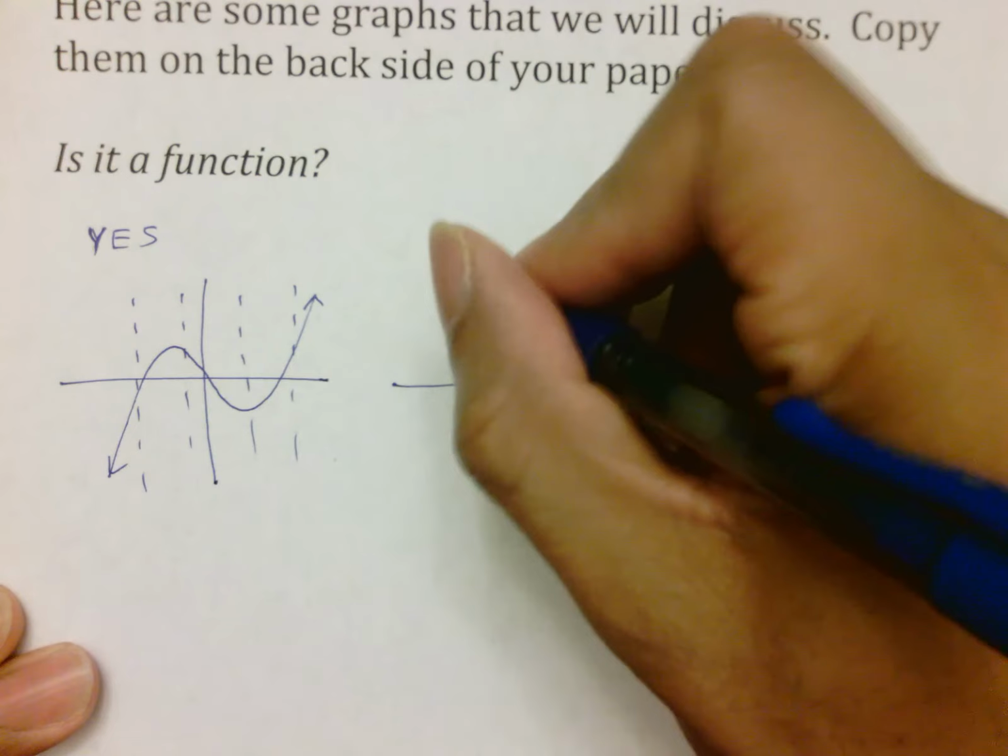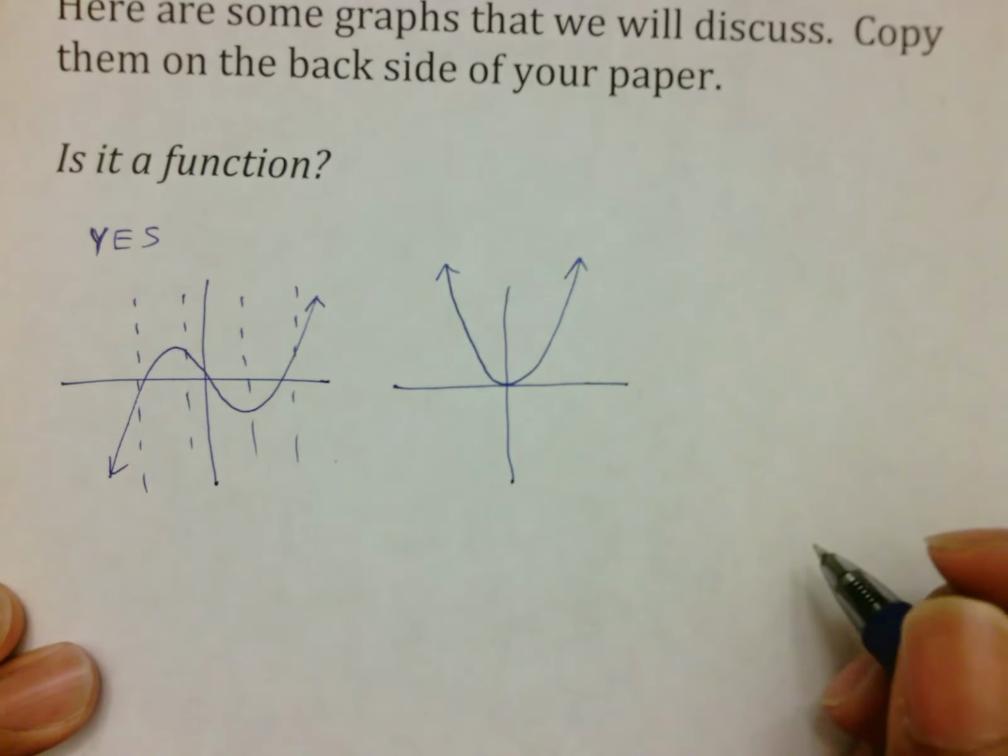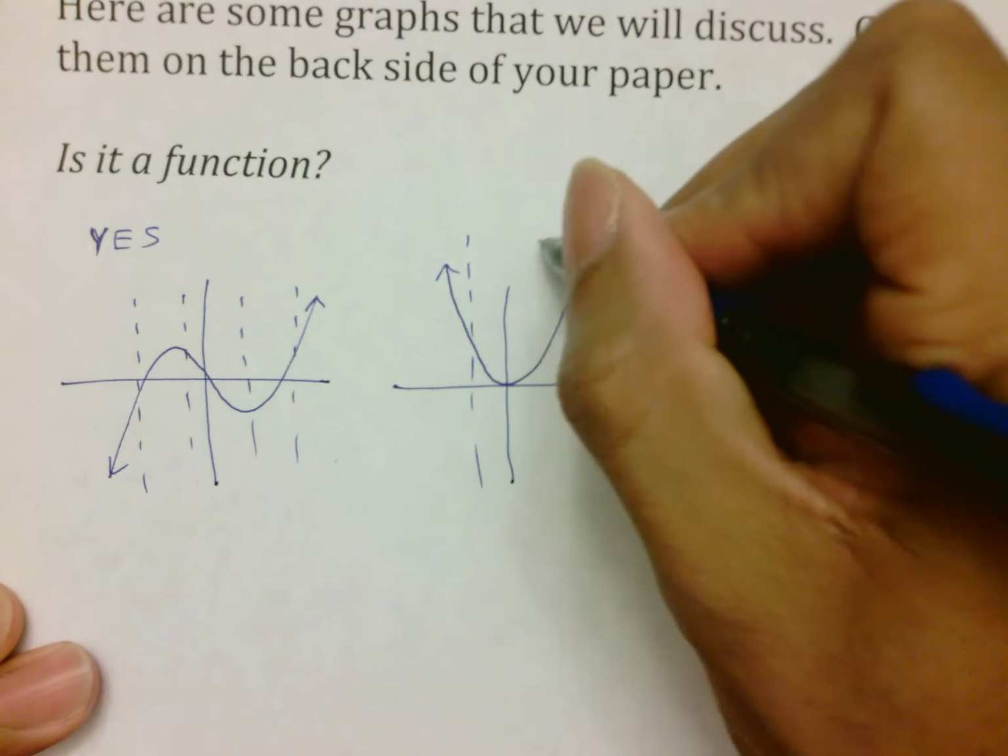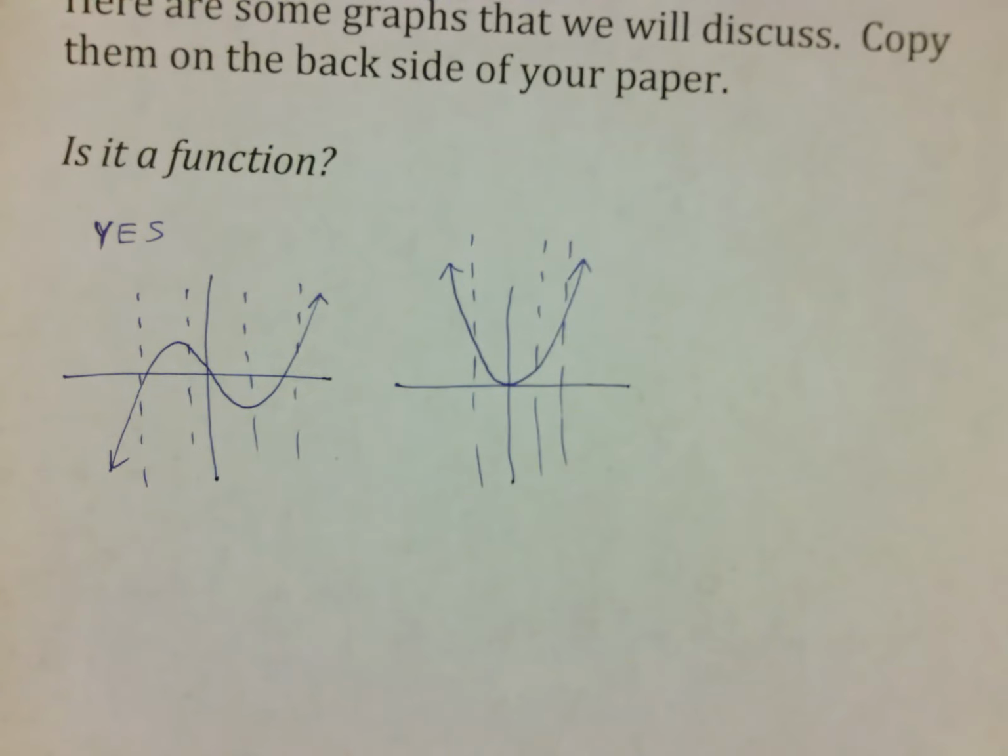You could have one that looks like this. You'll learn about that later. It's called a parabola. And again, this passes because there is no vertical line that I can imagine that's going to hit that graph more than once. All right.